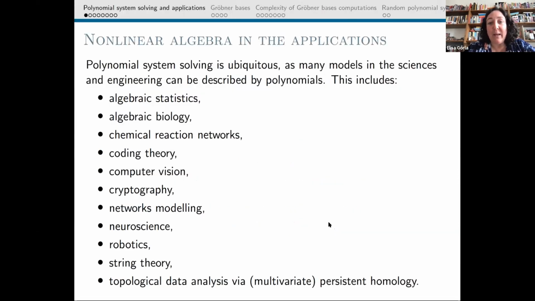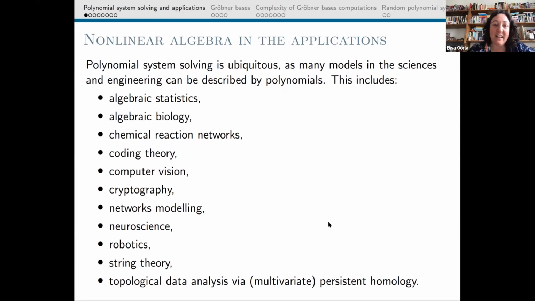So there are many applications in which we solve polynomial systems. And this is just because many models in the sciences and in the engineering can be described with polynomial equations. And of course, if these equations are linear, we know very well how to solve linear systems. But when they start being polynomial, the problem becomes a lot more complicated. And this is where commutative algebra, or sometimes people nowadays say nonlinear algebra, comes into play.